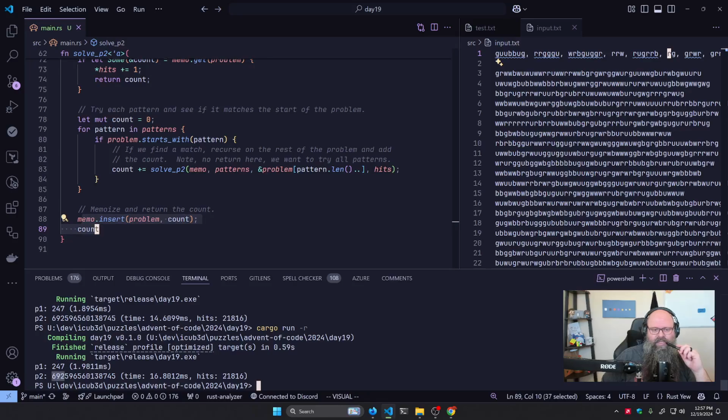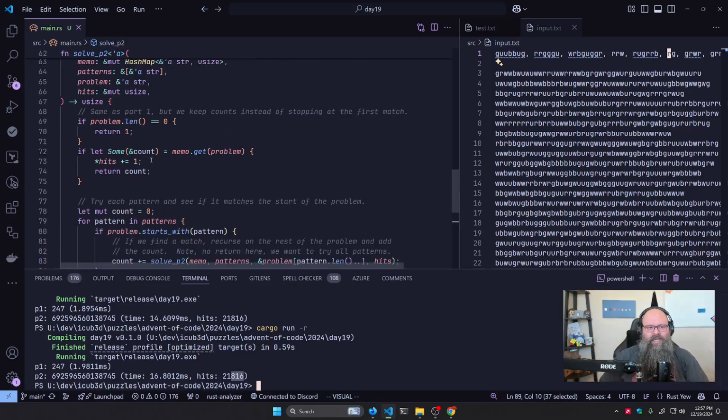692 million. And you can see my cache hit count was 21,816. What does that mean? The idea is I was able to see some sub part of the problem that had already been solved, and so I don't have to go down and resolve it again. I can try and move this and show you, but my guess is it will take forever to run.